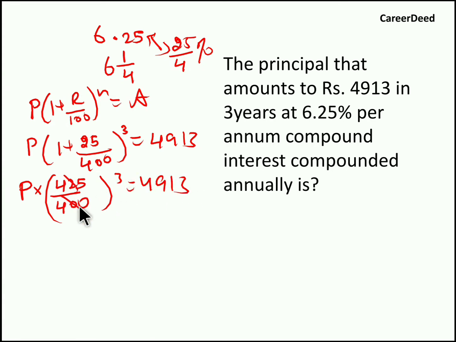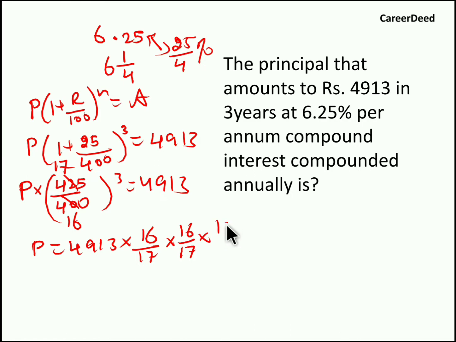When you cancel it, you will get 16 times in 25th table, 17 times in 25th table. So when you reciprocate, you will get 4913 into 16 by 17 into 16 by 17 into 16 by 17. We know 17 cube value is 4913.